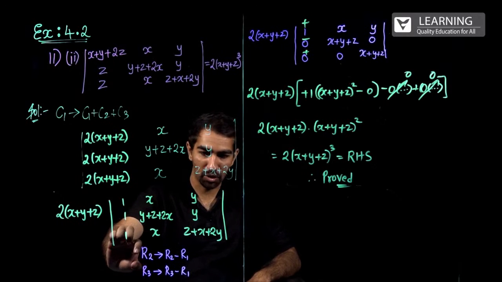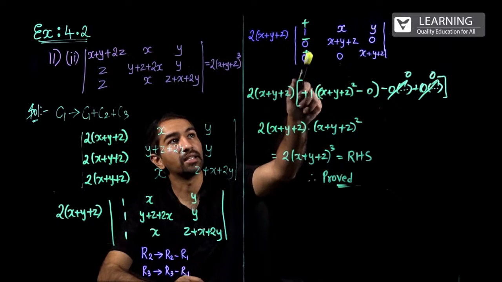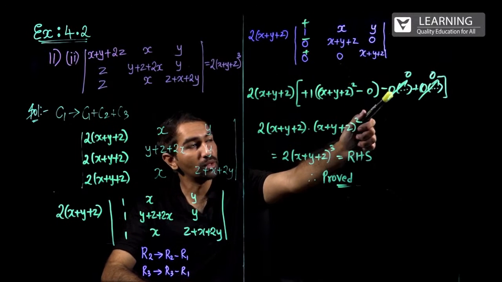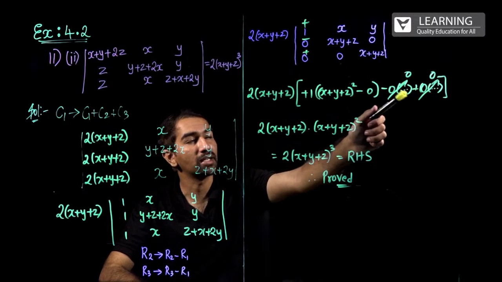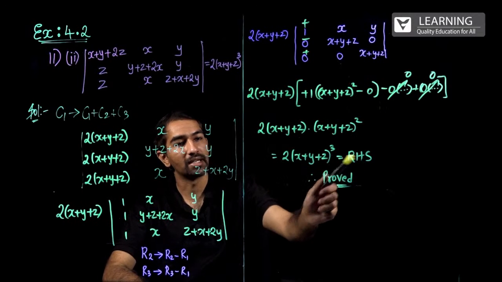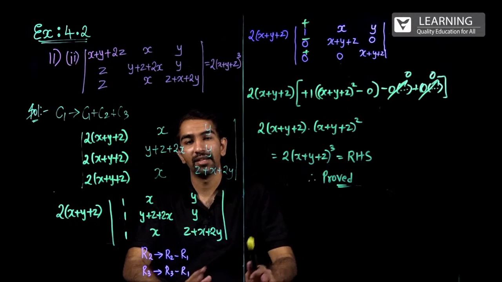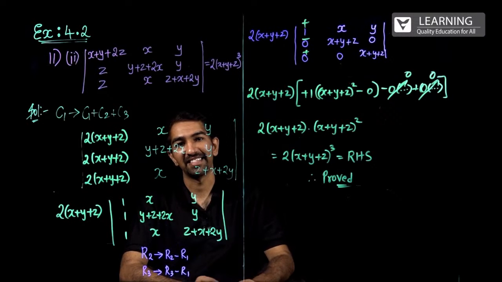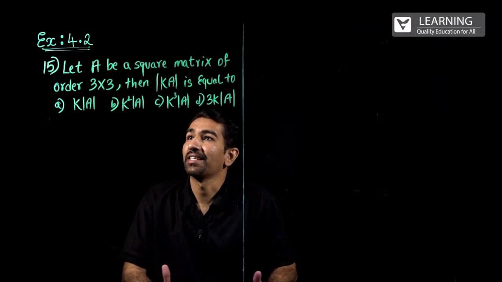Why are we performing such row operations? Because to get zeros like this. So once you get zeros, you see, no need to work out these both things. Directly you can write it as 0 and finally you will be getting the right hand side. So just follow the same procedure and you will be reaching the right answer. Understood?